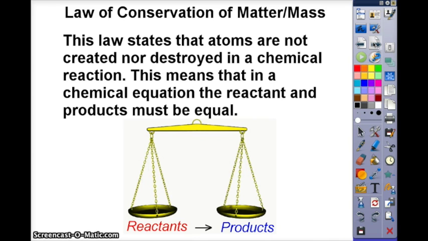You can see down here at the bottom we have a balance. So all the reactants that would be on the left side here need to be equal to all the products on the right side. That means the weight of all the atoms needs to be equal on both sides.